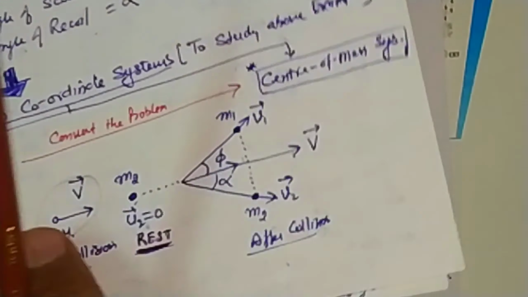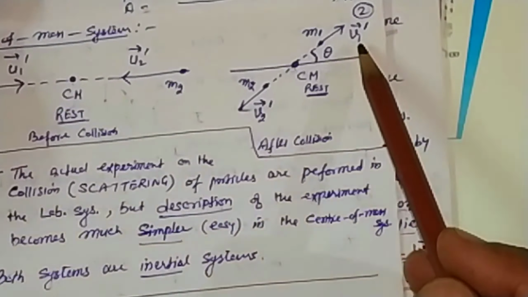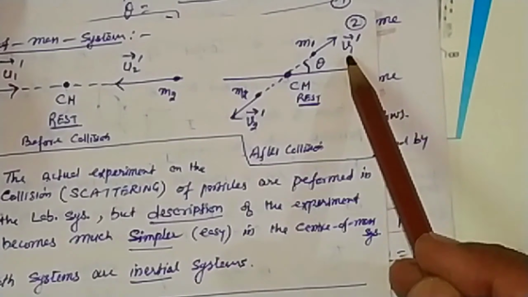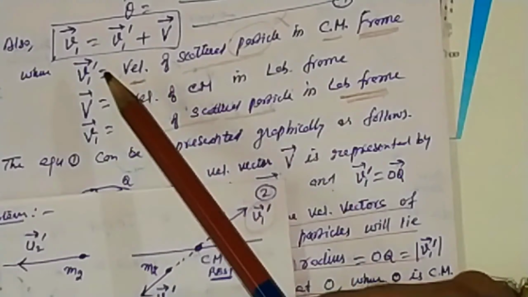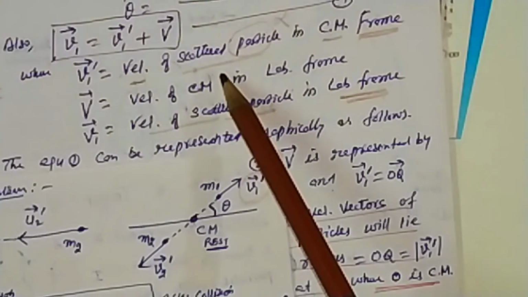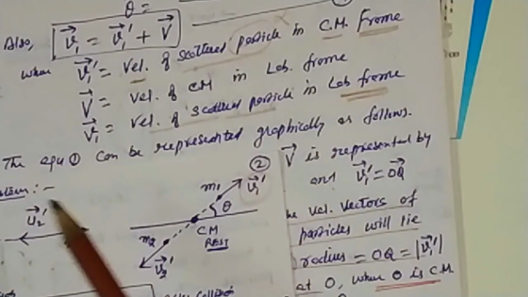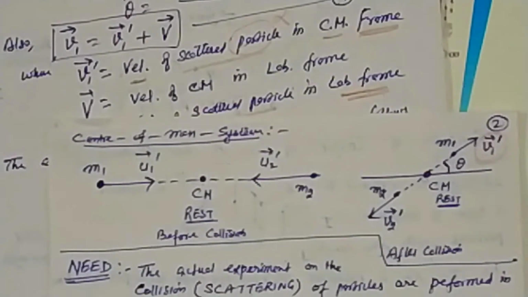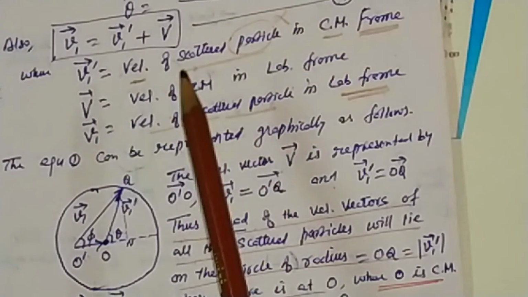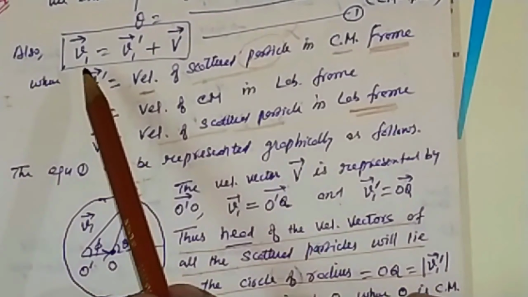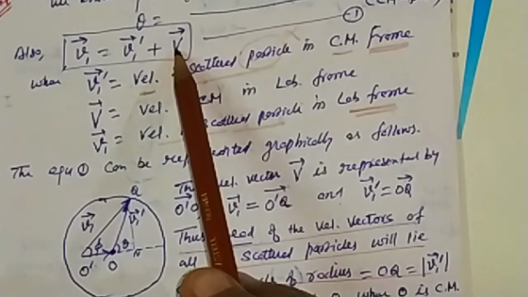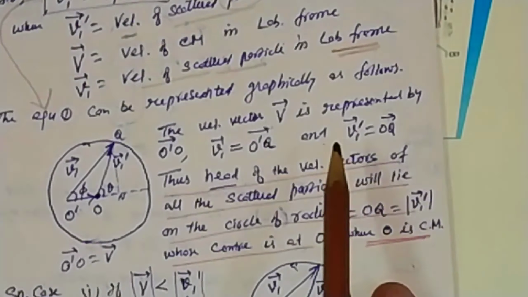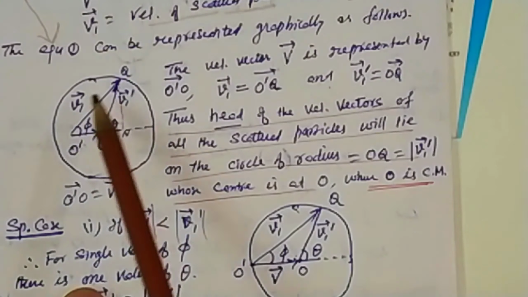In lab system. So in center of mass system, we define it as v1 dash, v2 dash. So v1 dash, we are focusing on this velocity, that is velocity of the scattered particle in center of mass system. Okay, so I think you remember this expression, that is v1 vector is equal to v1 dash plus V. So using this mathematical expression, we can trace a graph or a figure.